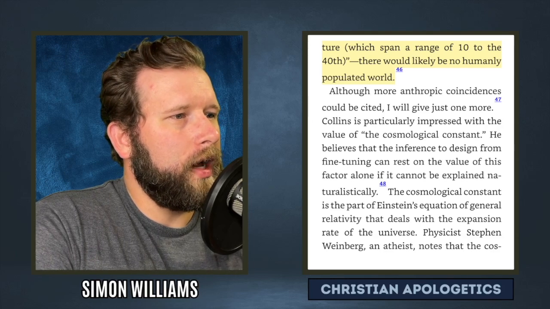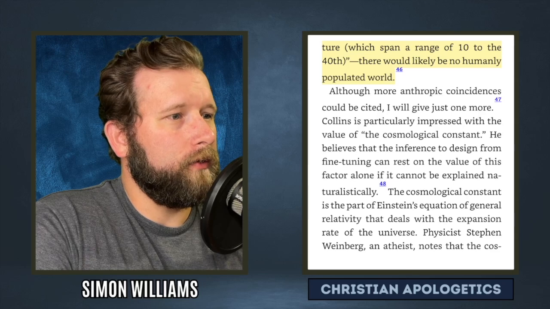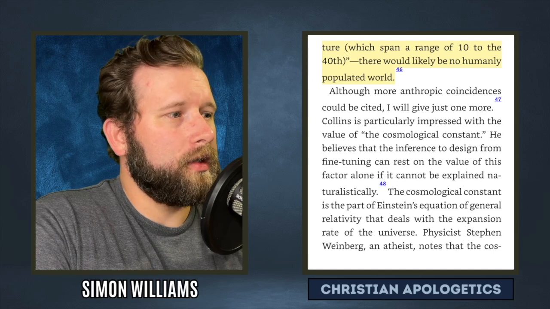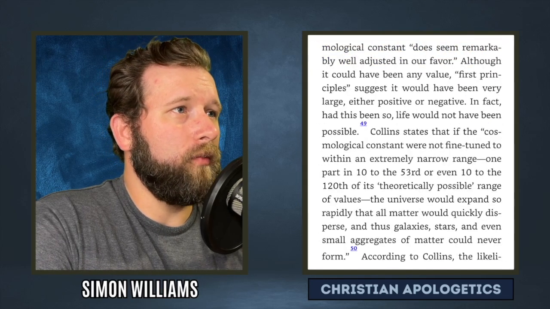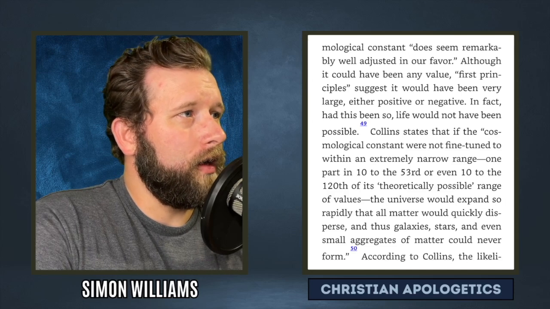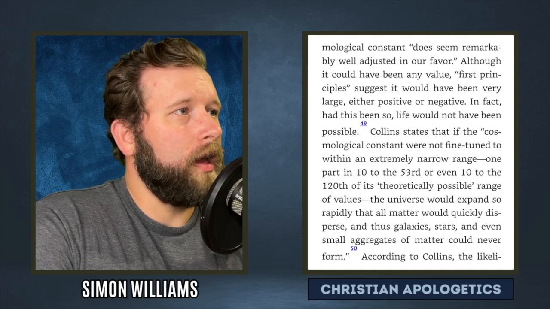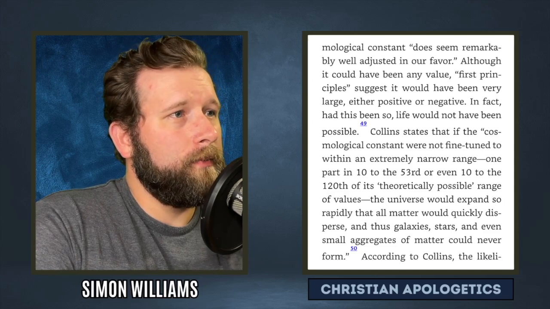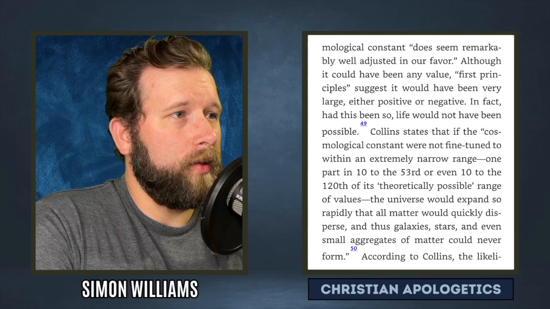The cosmological constant is the part of Einstein's equation of general relativity that deals with the expansion rate of the universe. Physicist Steven Weinberg, an atheist, notes that the cosmological constant does seem remarkably well adjusted in our favor. Although it could have been any value, first principles suggest it would have been very large, either positive or negative. In fact, had this been so, life would not have been possible.